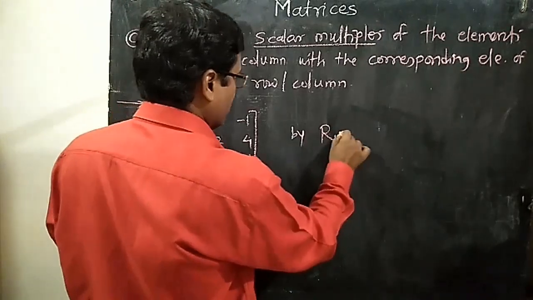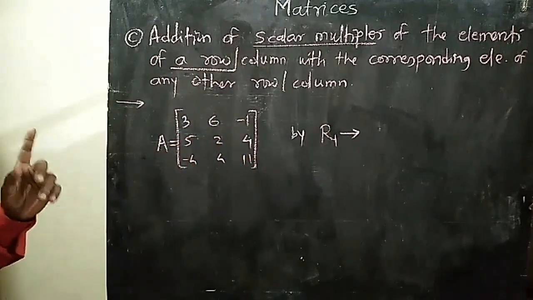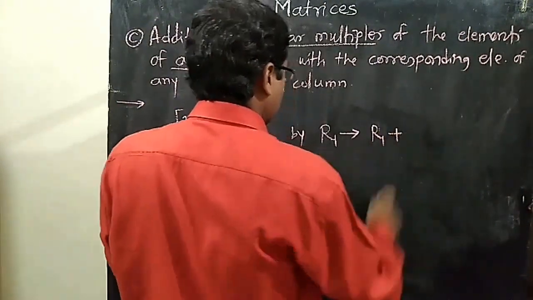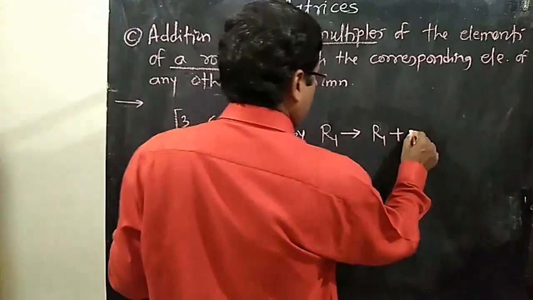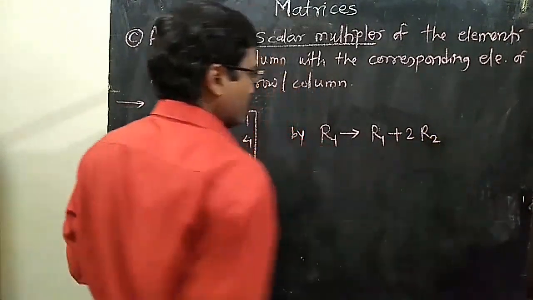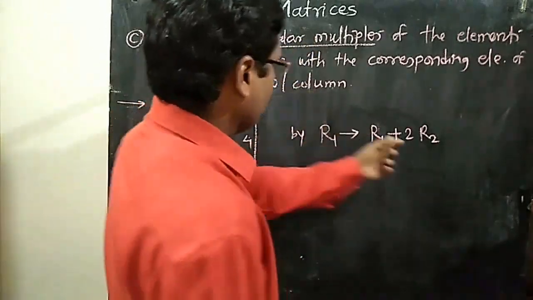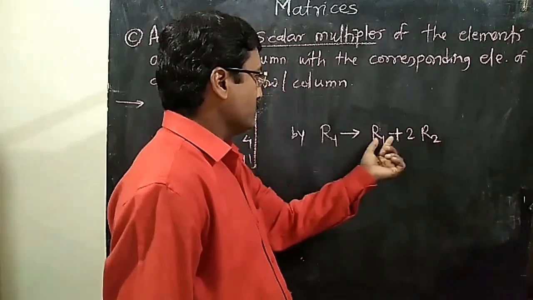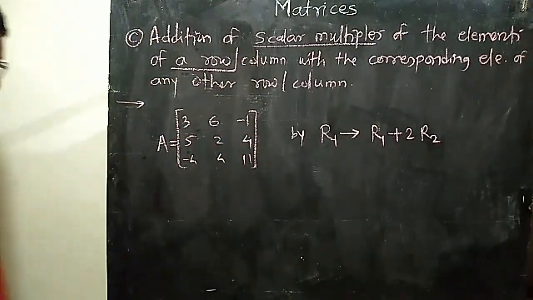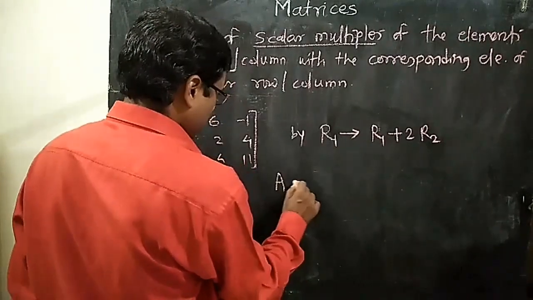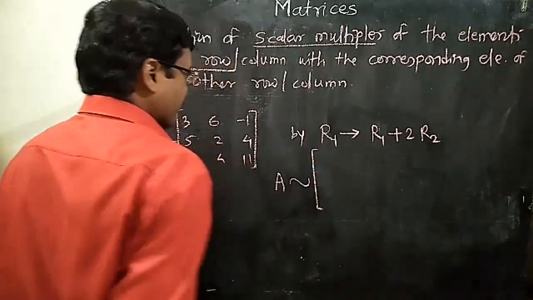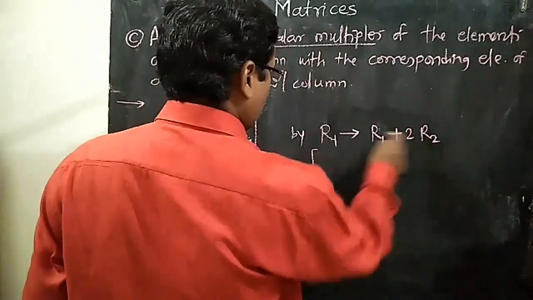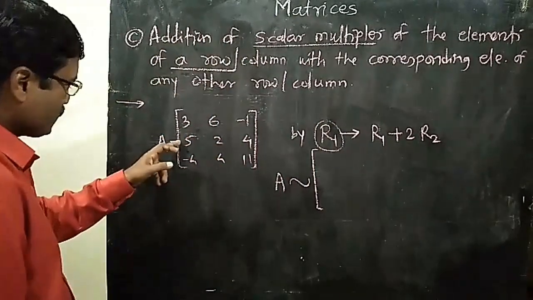Then we will write R1 implies R1 is getting changed, so R1 plus 2 times R2. What is this? It is a scalar multiple of a row, and we are adding the corresponding elements of that row to the corresponding elements of the first row. So here we get A equivalent to, what to do? We have to change R1, not R2, because only R1 is getting changed. So R2 and R3 are the same.